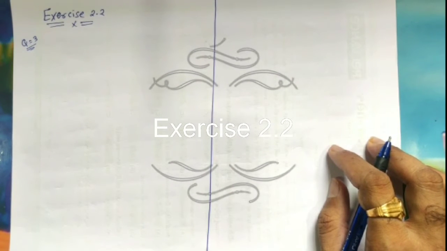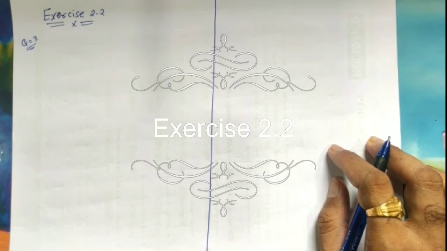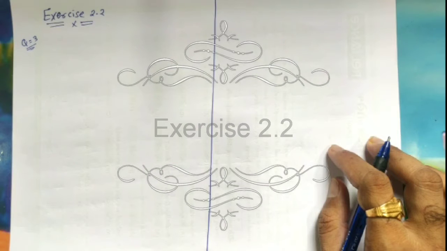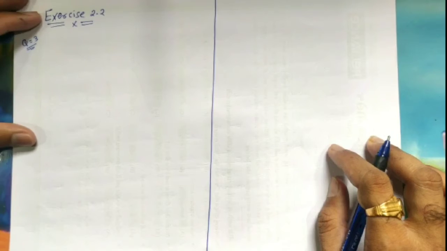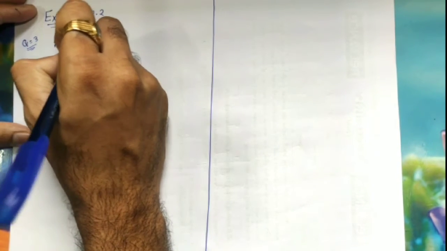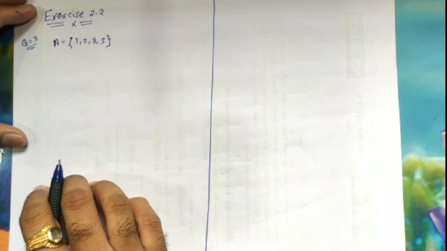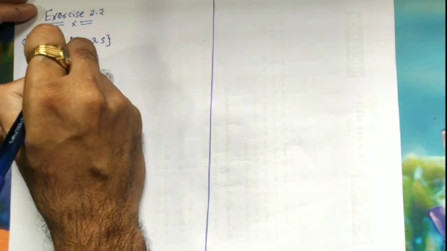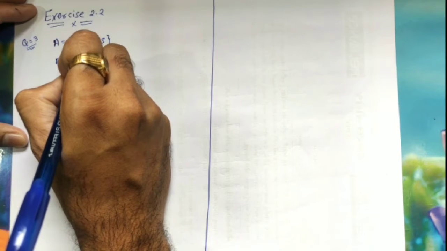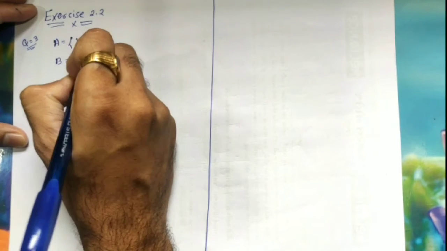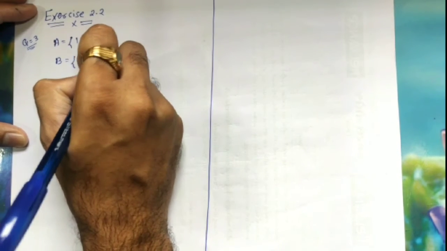So in question number 3, we are given set A equal to {1, 2, 3, 5}. The elements of set A are 1, 2, 3, 5. Set B: the elements of set B are 4, 6, 9.